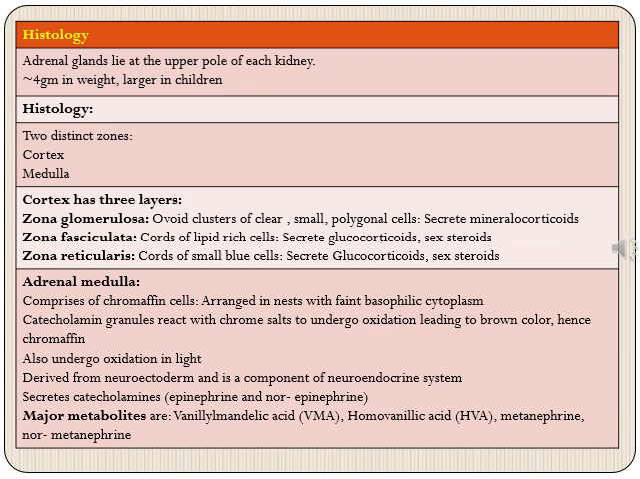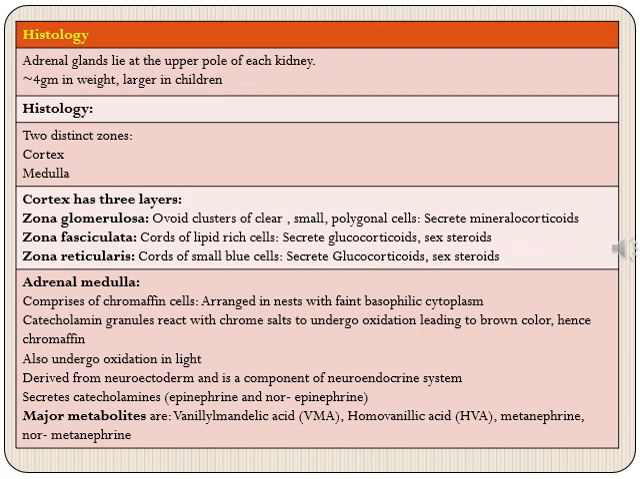Coming on to the medulla, it comprises chromaffin cells, which have affinity for chrome salts. These cells are arranged in nests with faint basophilic cytoplasm. They are called chromaffin cells because the catecholamine granules secreted by these cells of the adrenal medulla react with chrome salts, undergo oxidation and lead to brown color. Hence, they are called chromaffin because they have affinity to chrome salts. They can also undergo oxidation in light.